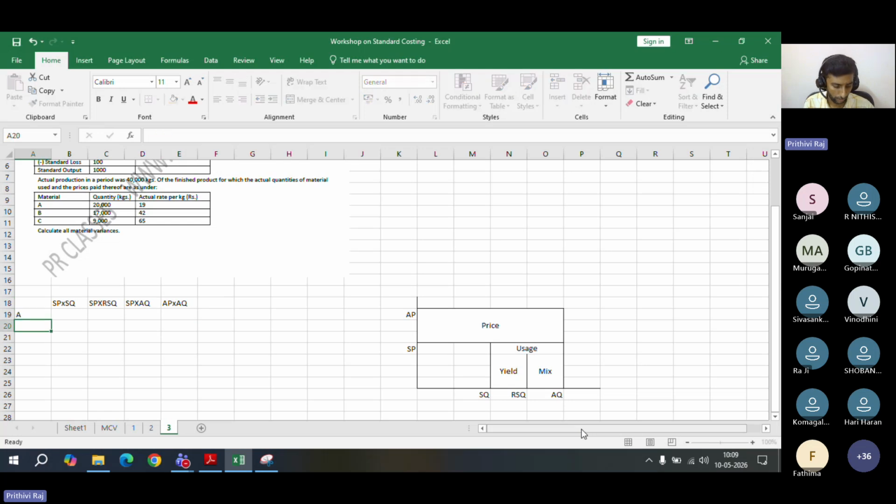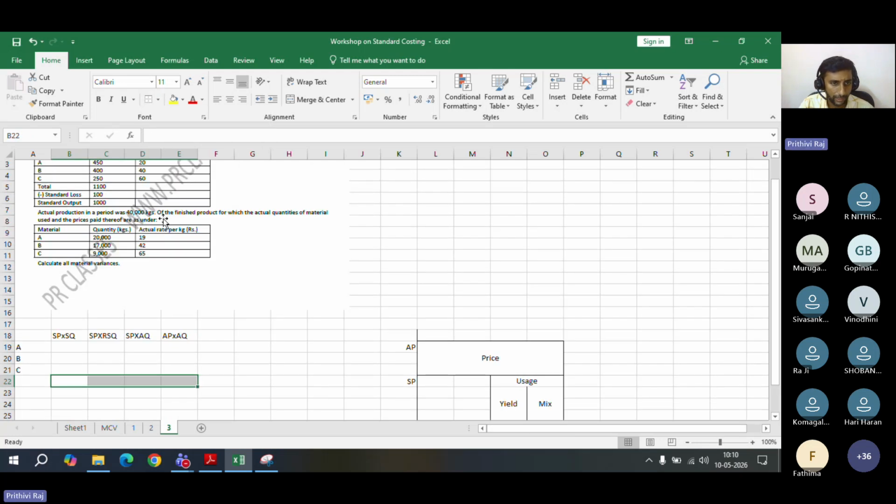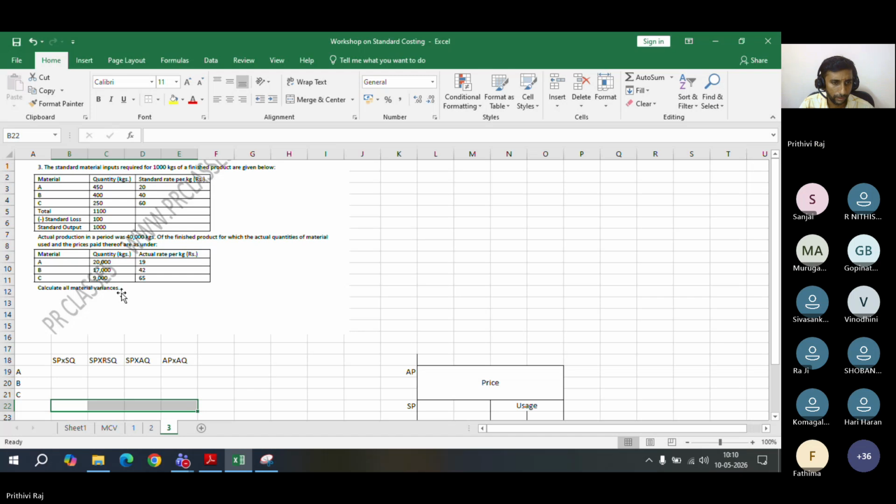Now next, what are you going to do? Three materials you have, A, B, and C. Whatever data is available in the question, just fill the table first. Standard price 20, 40, 60 is given. Whatever SP is there, I'm just filling in the table. Then actual rate 19, 42, 65 given in the question.